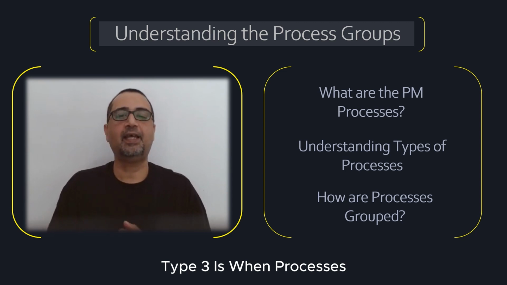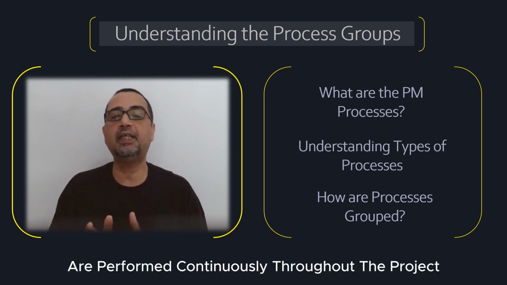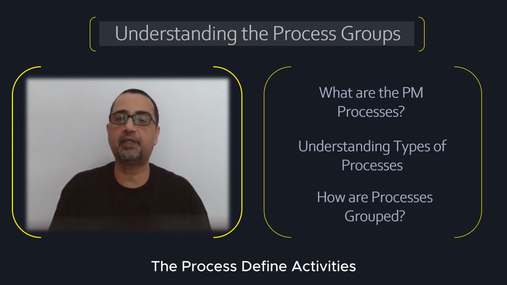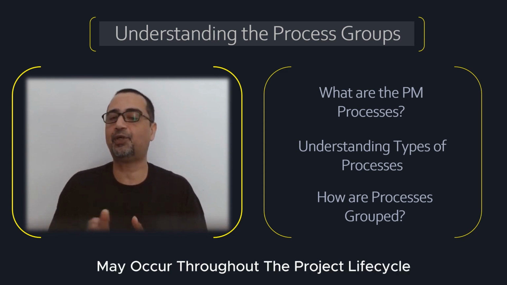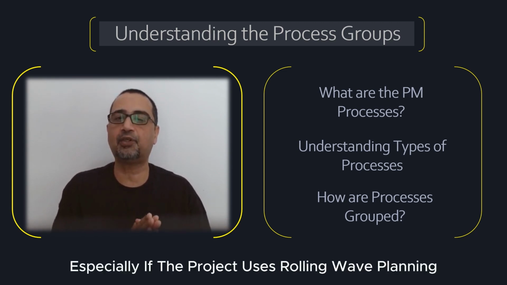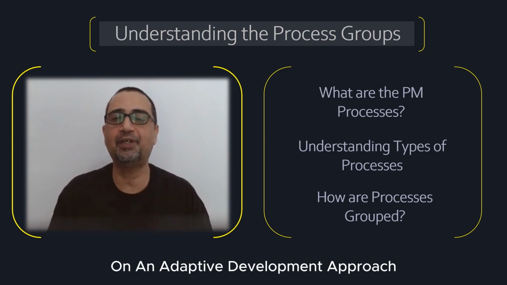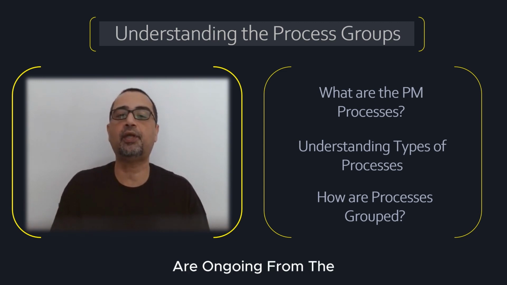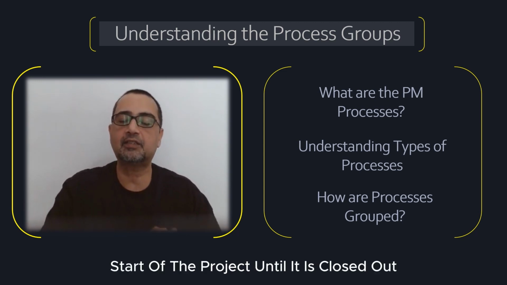Type 3 is when processes are performed continuously throughout the project. The process define activities may occur throughout the project lifecycle, especially if the project uses rolling wave planning or an adaptive development approach. Many of the monitoring and control processes are ongoing from the start of the project until it is closed out.